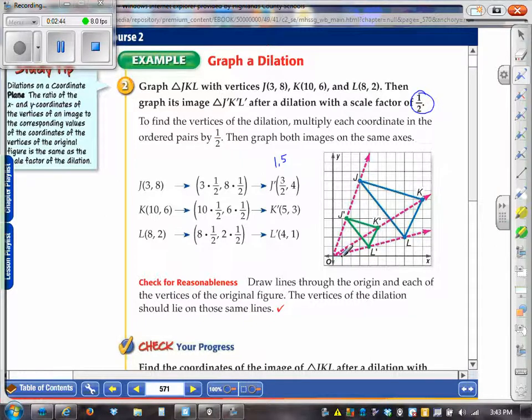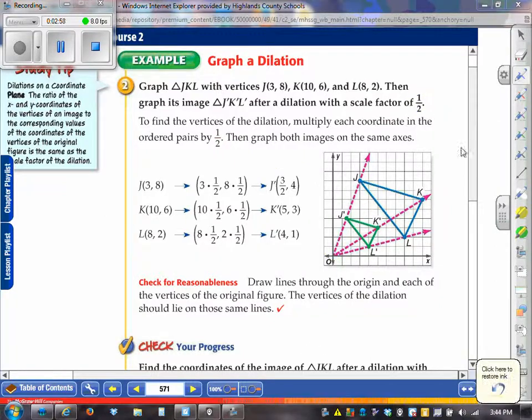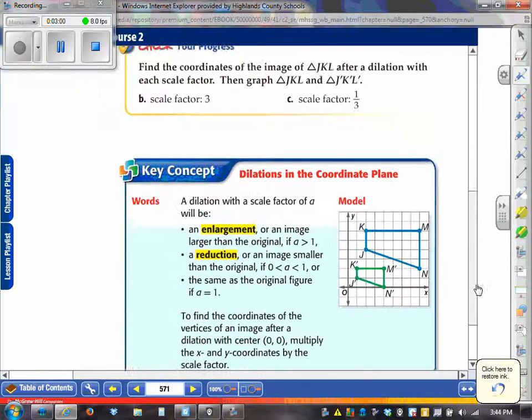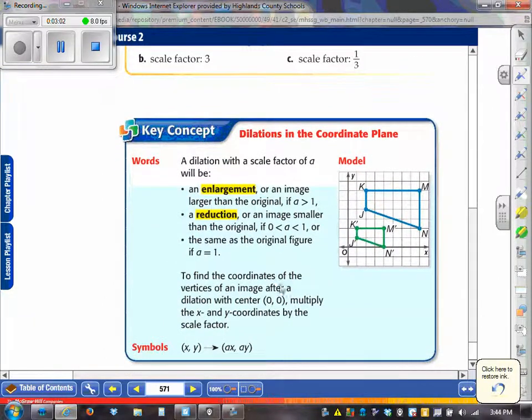So 1.5, and 1, 2, 3, 4. And you see how the origin stays where it's at, and it's the figure that moves. So that is much easier. Before we go on to what you can also tell, an enlargement is multiplying by a scale factor greater than 1. A reduction is multiplying by a scale factor less than 1 but greater than 0.